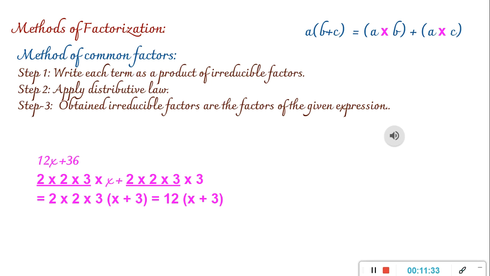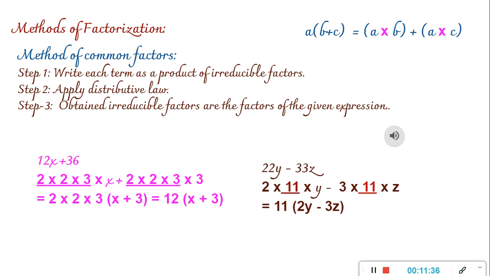Here you are given 22y minus 33z. Our first step is to factorize both the terms. The first term is 22y. This can be written as 2 into 11 into y. The second term is 33z. This can be written as 3 into 11 into z. Therefore, we can write 22y minus 33z as 2 into 11 into y minus 3 into 11 into z. Now, look at this. Do these two terms have anything in common? Yes, we have 11 in common, right? 11 is common in both of these terms.